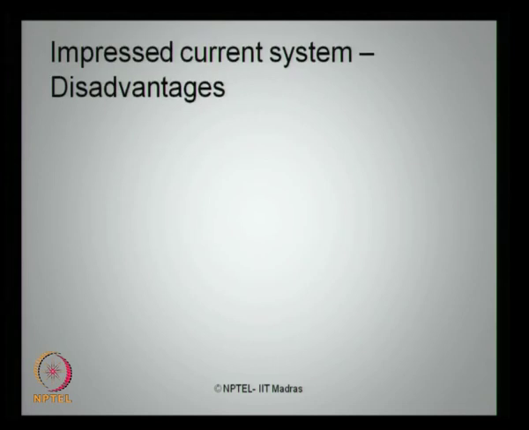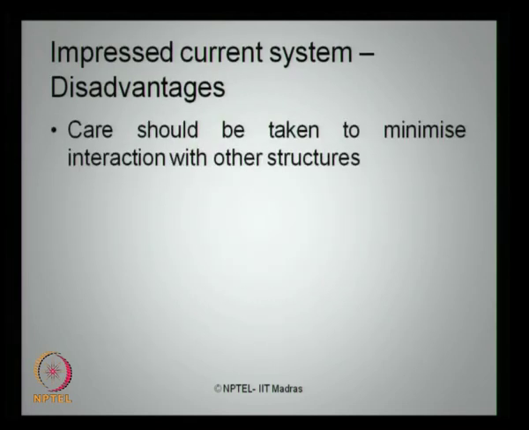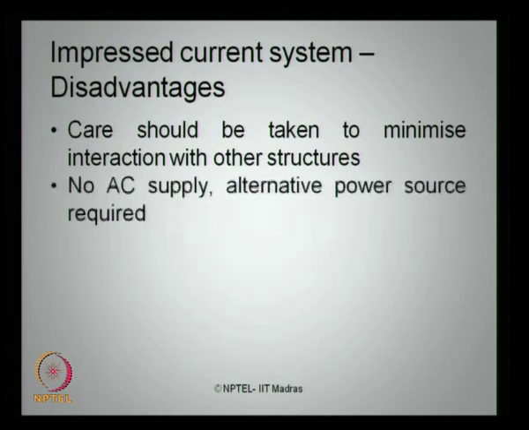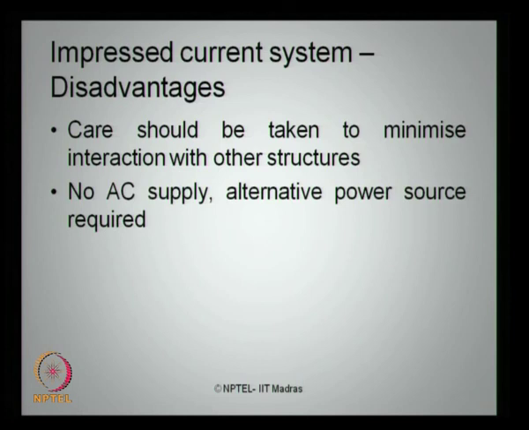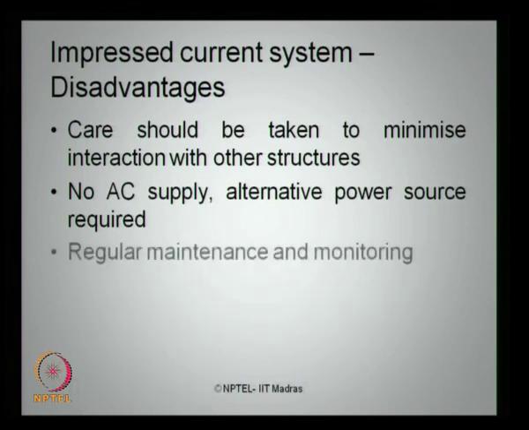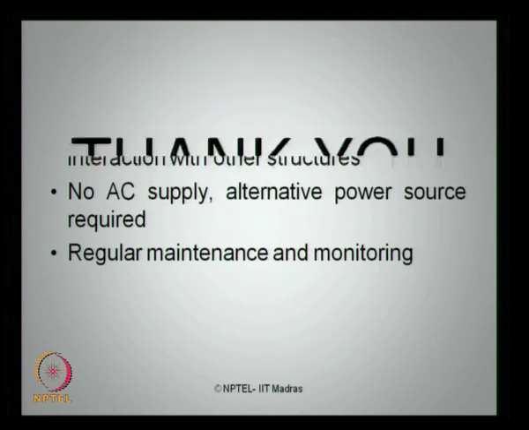But there are some demerits of the system. For example, intensive care should be taken to minimize the interaction with other structures because the protection is uniformly available over larger protection surfaces. Therefore, interaction between the structural members and elements is also highly feasible in this kind of protection system. An alternate power supply is required, not just an AC supply. Regular maintenance and monitoring is very important in this kind of protection system.